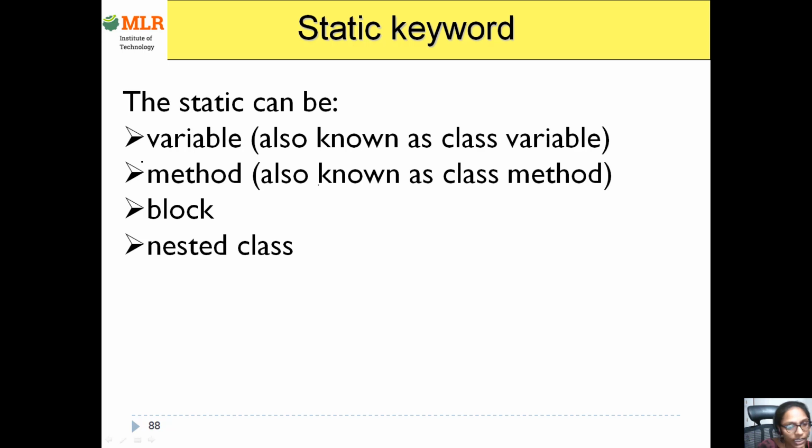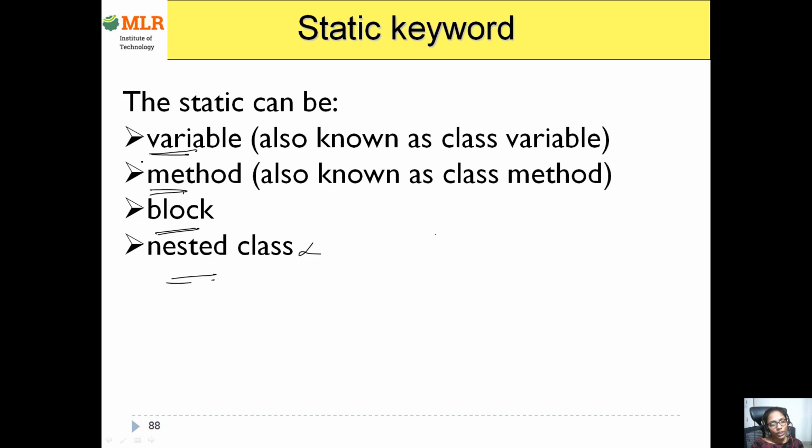See, these are the different cases in which we use static. The first one is variable or static data, the second one is method, the third one is block, and the fourth one is nested class, which we are not discussing now. In later videos we will discuss that. So, static variable: whenever you declare any data as static, the memory will be allocated within the class space but not within the object space.